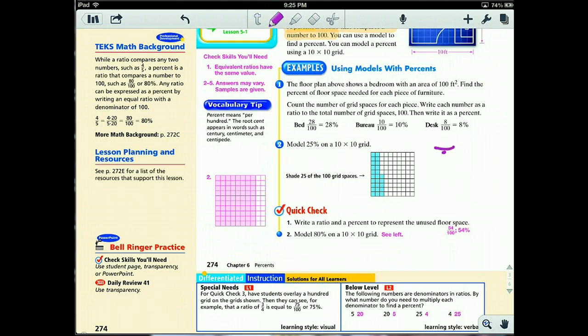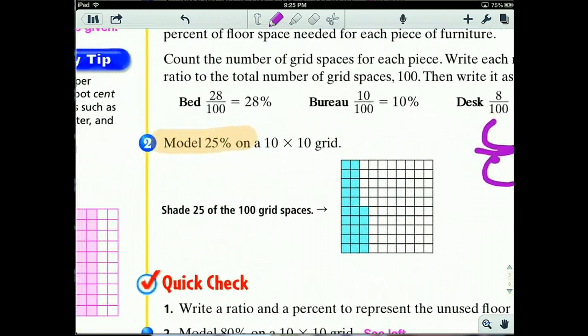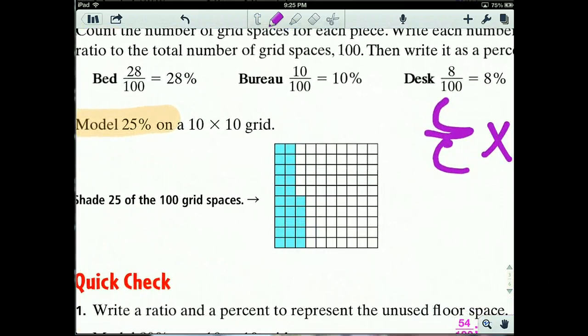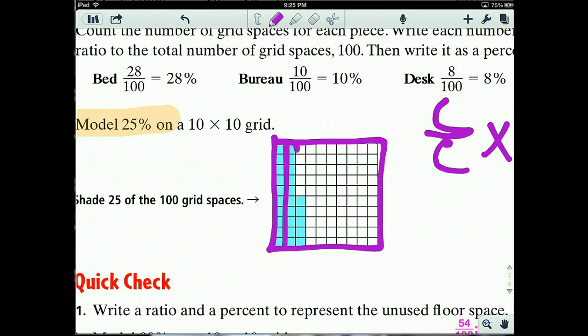This would be your example 1. And they give you how do we draw 25% on a 10 by 10 grid. Okay, so to the best of your ability, guys, in your notebook, if you could draw this 10 by 10 grid. If it's easier for you to just shade in tens, that's fine. But please make sure you draw this figure in, guys.